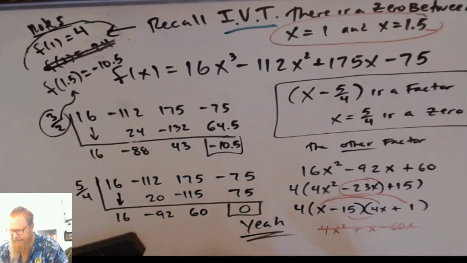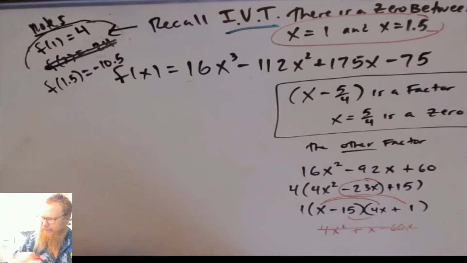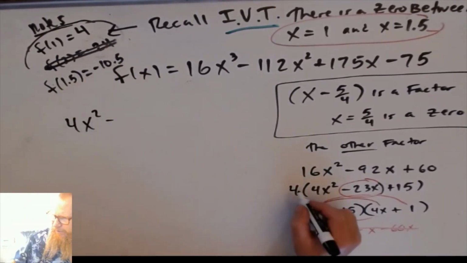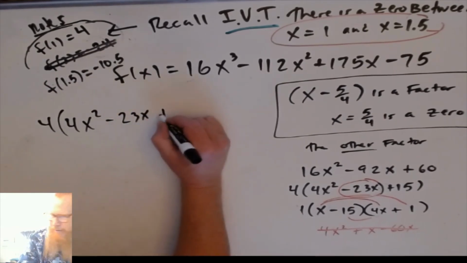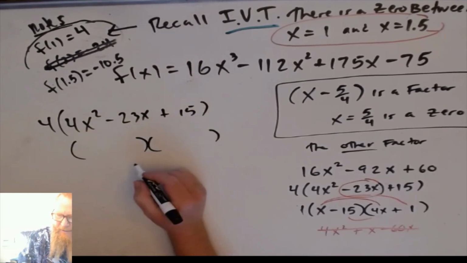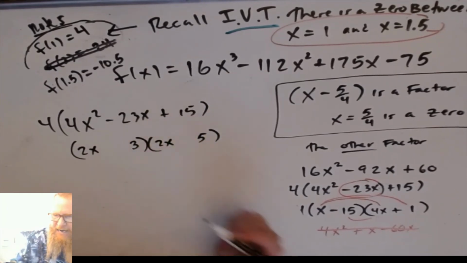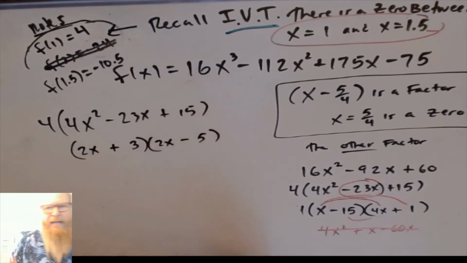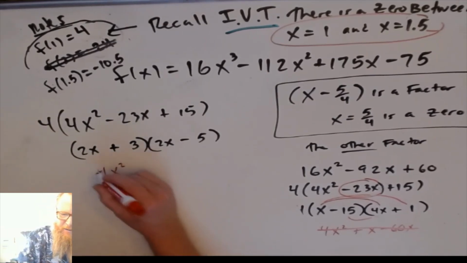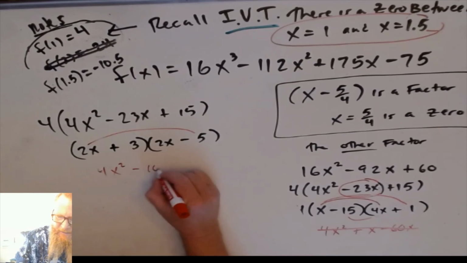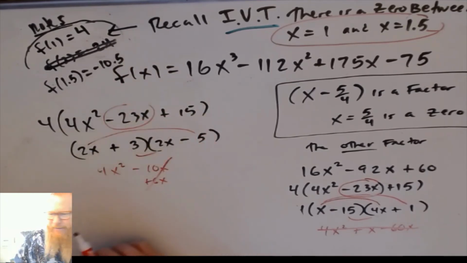Let's try another guess. Let's keep guessing. 4x squared. Don't forget you have this 4 on the outside. It's still there. 4x squared minus 23x plus 15. Let's try another guess. You could try something like this. 2x and 2x and 5 and 3. Positive and negative. We try that. Let's see. 2 times 2, I'm just checking here, 4x squared. 2 times 5 is 10x and 6x. That's not going to be 23, so no, that doesn't work.